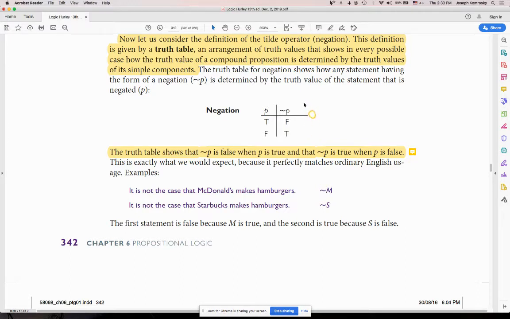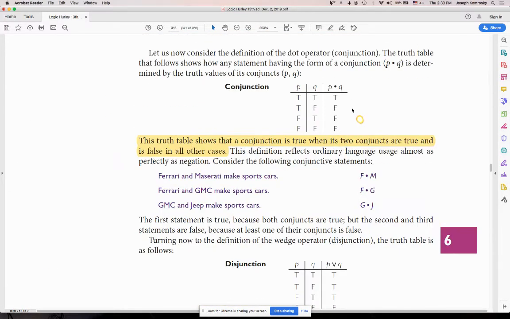Okay, so there's the rules for negation. You have something, you negate it. You take the opposite value. So if I have a false, I'm negating it, it's a true. If I have a true, I'm negating it, it's a false. All right. Conjunction.